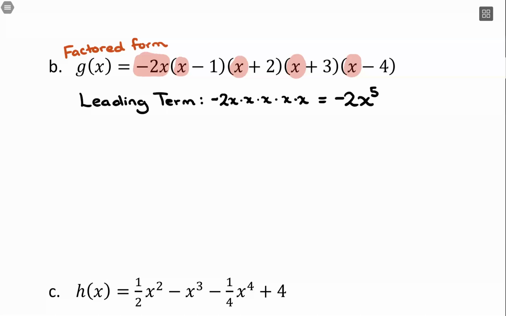So when you have the factored form, you can find the leading term in this way, and you don't have to multiply all of it out. Just focus on the pieces where x would be multiplying with itself, because that's what's going to be bumping up the degree.